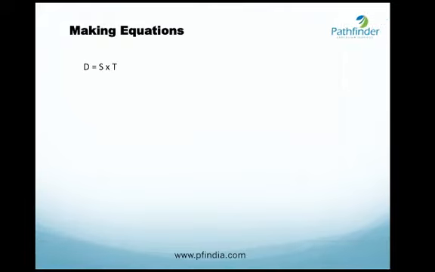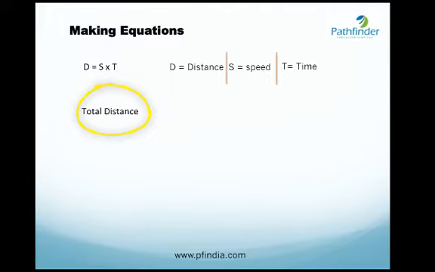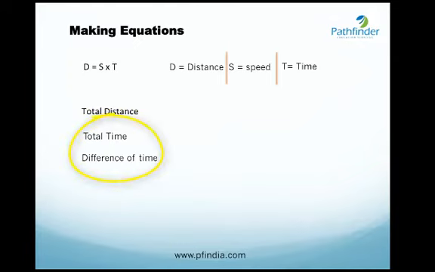So we have distance is equal to speed into time. There are three variables here. The first one is distance, the second is speed, and the third is time. So how do you make an equation? My experience tells me that most of the equations in time and distance can be made by equating either of the following. Number one, the total distance, or the total time, or the difference of time.